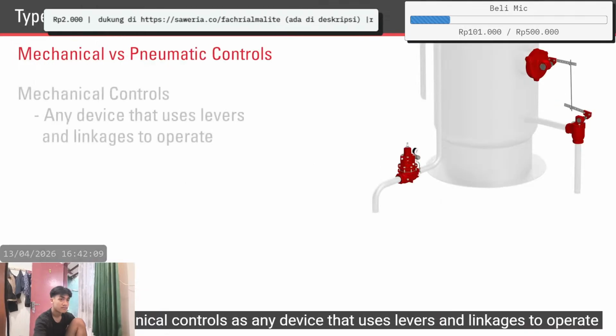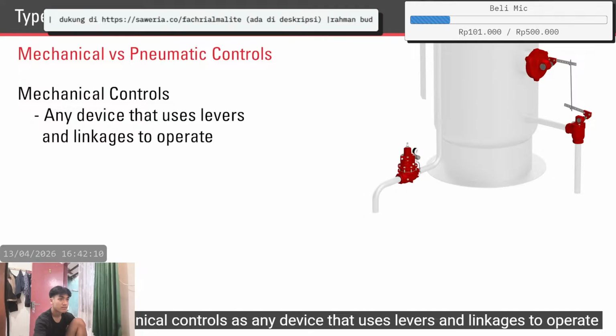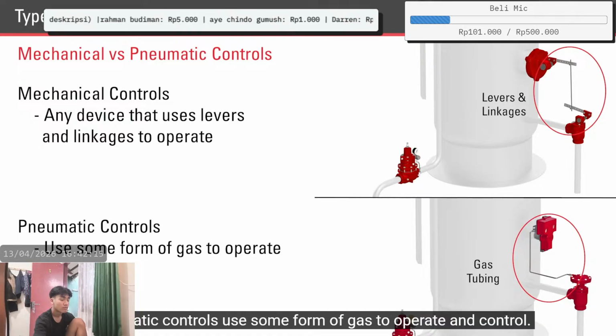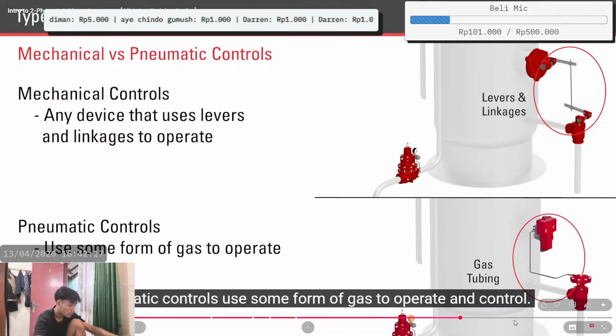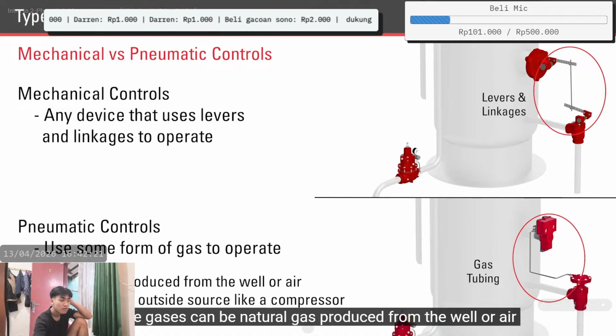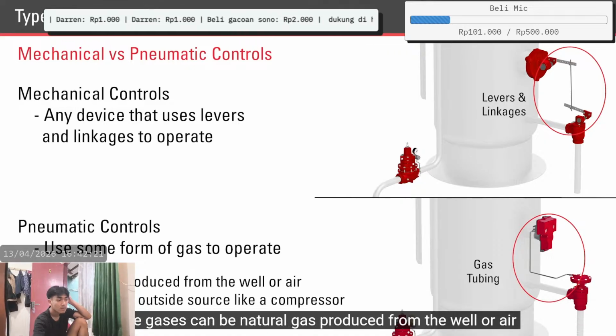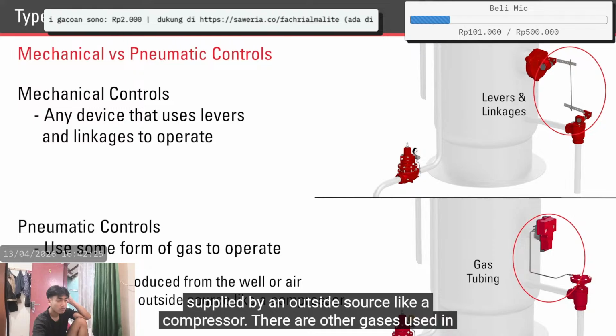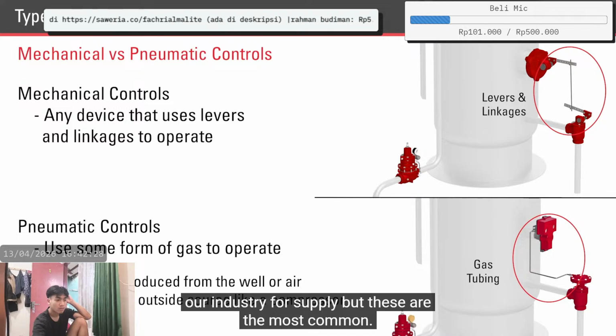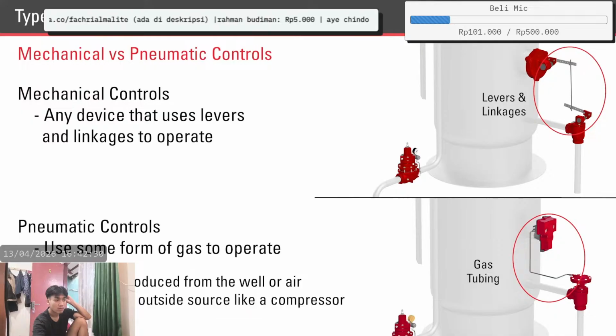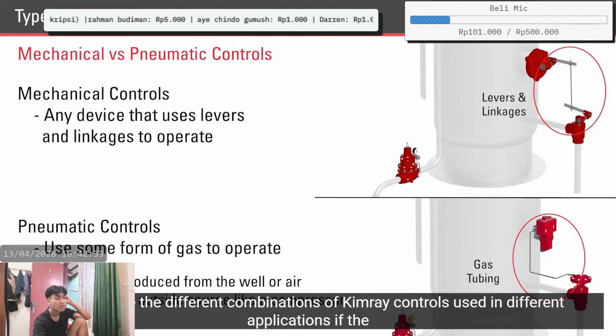We define mechanical controls as any device that uses levers and linkages to operate. Pneumatic controls use some form of gas to operate and control. These gases can be natural gas produced from the well or air supplied by an outside source like a compressor. There are other gases used in our industry for supply, but these are the most common. Here we see the different combinations of Kimray controls used in different applications.